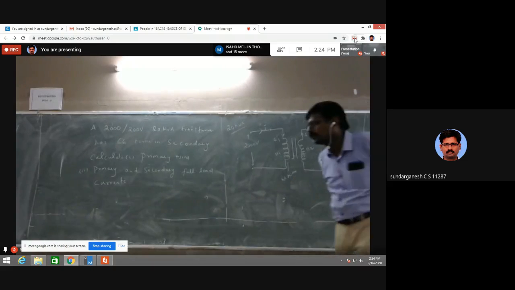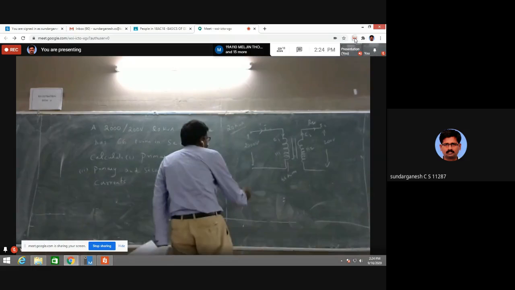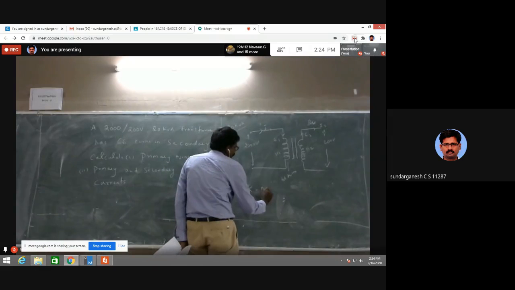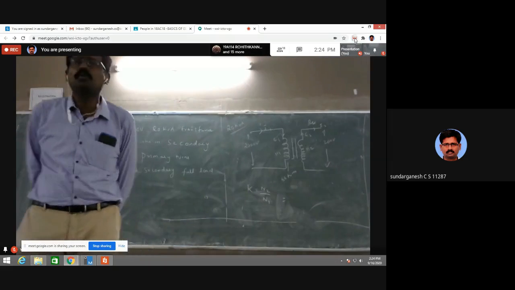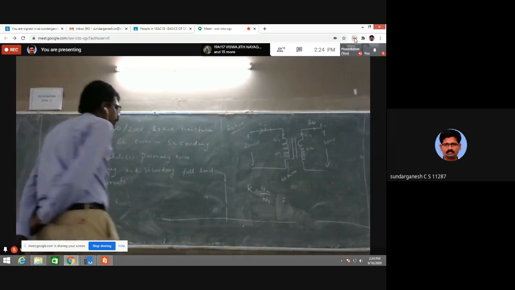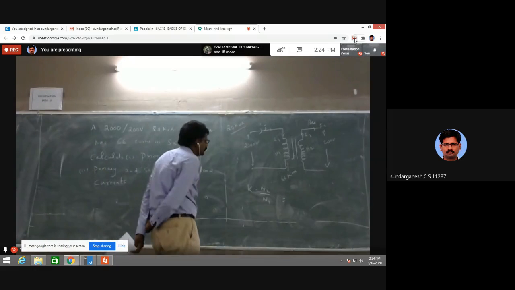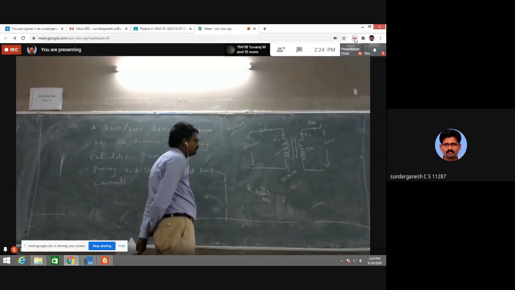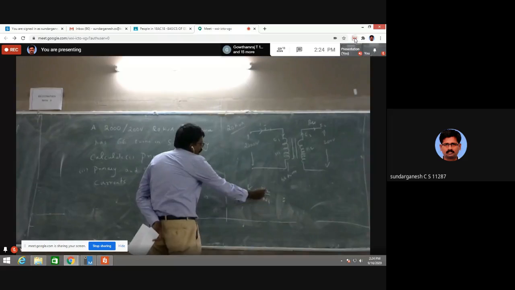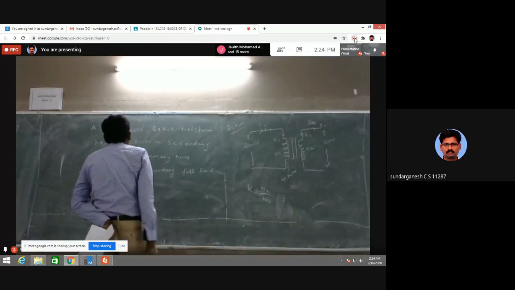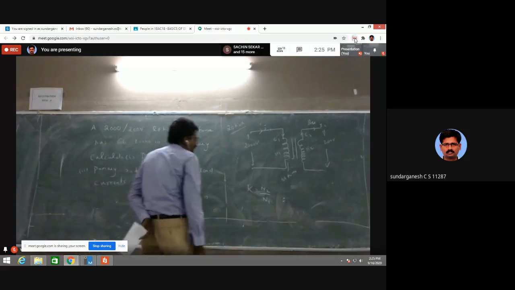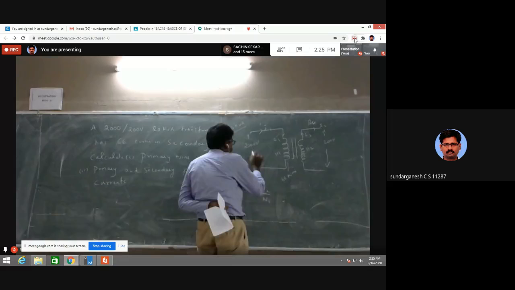In a transformer, we call the transformer ratio K, which is equal to N2 by N1. N2 is the number of turns in the secondary, and N1 is the number of turns in the primary. We know N1, but we don't know N2, so we cannot find this for this problem. So we are moving to finding the current.